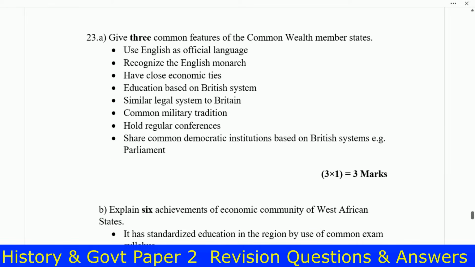23a. Give 3 common features of Commonwealth member states. They use English as the official language. Number 2, recognize the English monarch. Next, have close economic ties. Next, education based on the British system. Next, similar legal system to Britain. Next, common military tradition. Next, hold regular conferences. Next, share common democratic institutions based on the British system, e.g. Parliament.